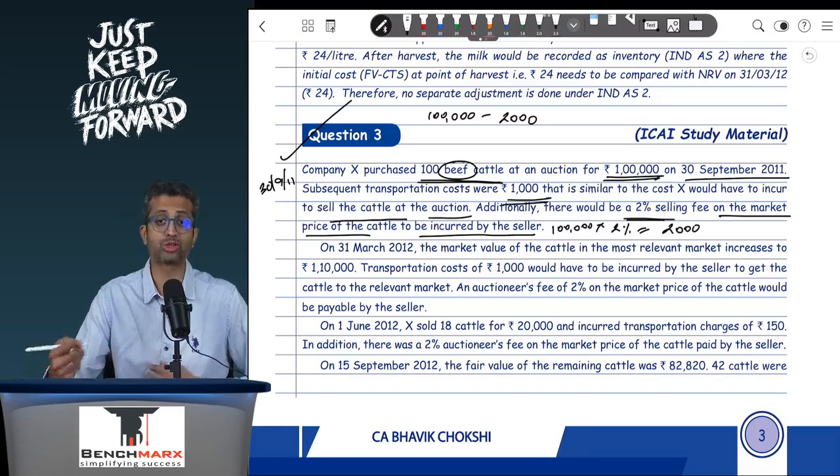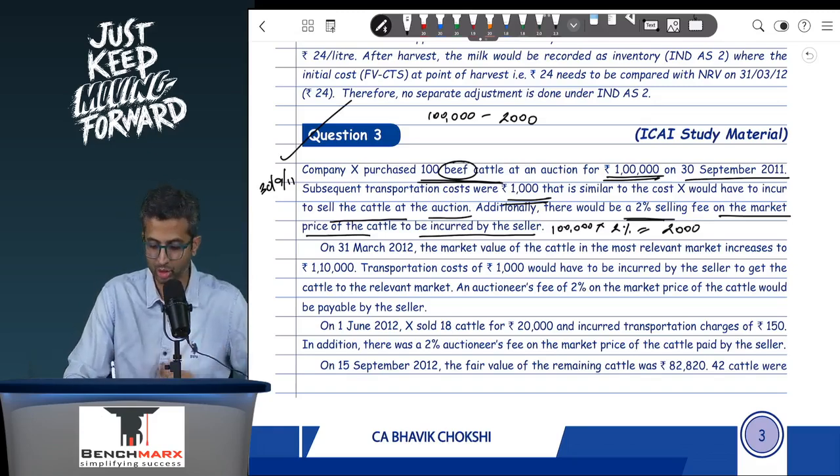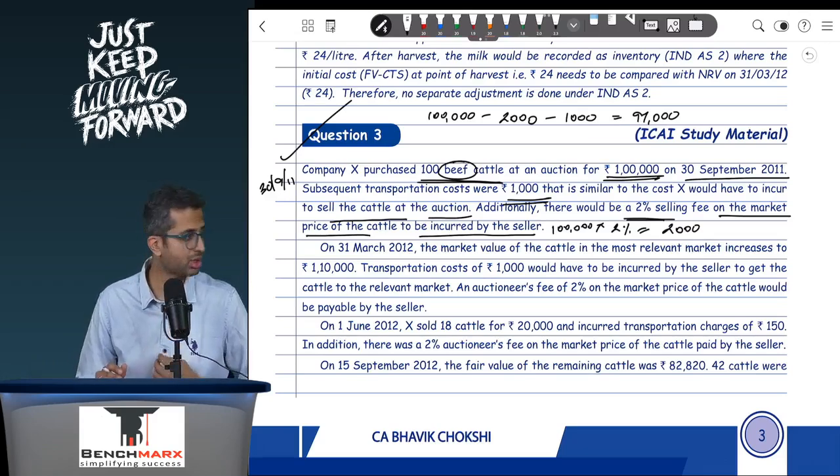Additionally, cost to transport. Now remember, there is a cost to bring the cattle to your warehouse and a cost to take it back to the market. So when I incur the cost to take it back to the market, that is another 1000 rupees, and hence this comes to 97. So your initial recognition for the beef cattle should be at 97,000. Will you also pay 97,000 for it?